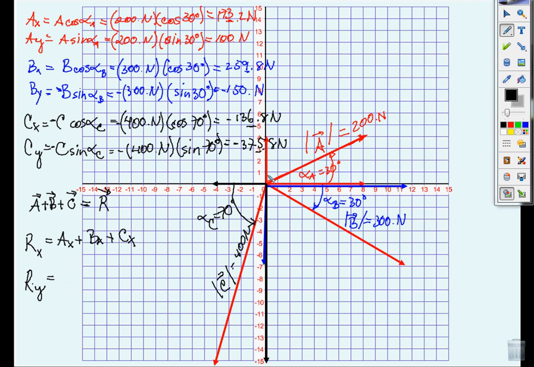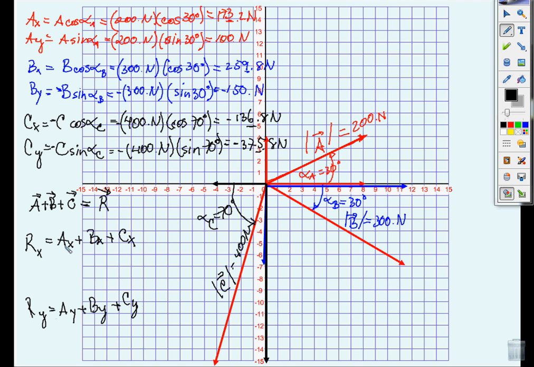And notice that in y, we also have three vectors. We have this vector, which is a component of a in y. We have the black one, which is a component of c in y. And we have the blue one, which is a component of b in y. So what I'm going to do right now is move this a little bit. I'm going to just delete this and rewrite it. We need to get a component of r in y, which is equal to ay plus by plus cy.